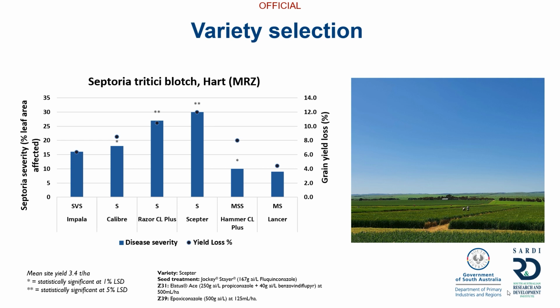So we got up to about 30% disease severity, which is leaf area affected, in Scepter, one of our S varieties, whereas you can see the disease levels in our MS and MSS varieties were sitting down under 10%, which is quite a bit lower. The yield losses that then were associated with that, we've got up to about 12% yield loss in Scepter, whereas we've only got about 4% yield loss in Lancer. So this is an example of how we can use our variety selection to then tailor the amount of disease that we're going to get during the growing season and subsequent yield loss.